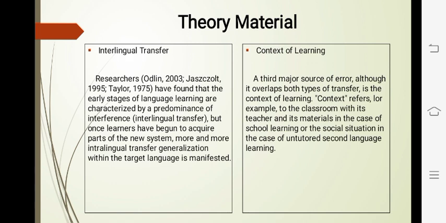Context of learning. A third major source of error, although it overlaps both types of transfer, is the context of learning. Context refers, for example, to the classroom with its teacher and its material in the case of school learning, or the social situation in the case of untutored second language learning.